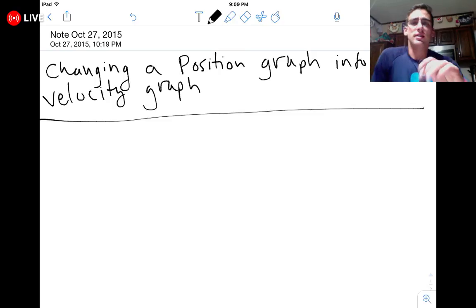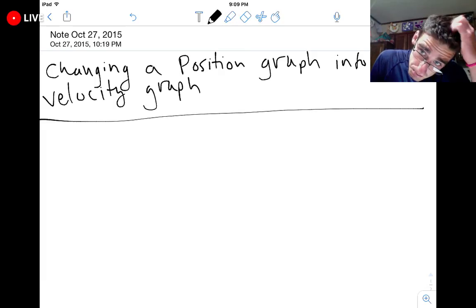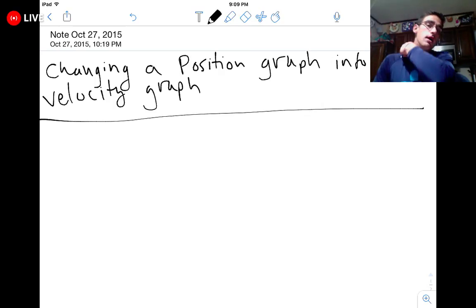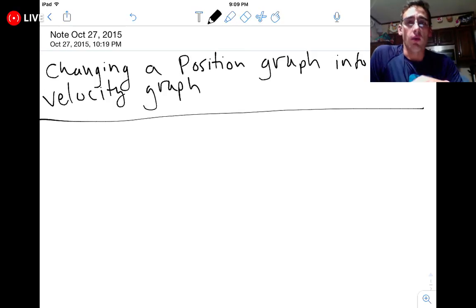All right, so this is going to be all about changing a position graph into a velocity graph. We know that any object that's moving is going to have a position graph and a velocity graph. In our labs, we made position graphs and velocity graphs for those cars going up and down the ramp. So each moving object has both graphs. But what if I just give you position and then ask you to come up with the velocity? That's what you're going to do in the assignment today after these notes. So we're going to learn how to do that.